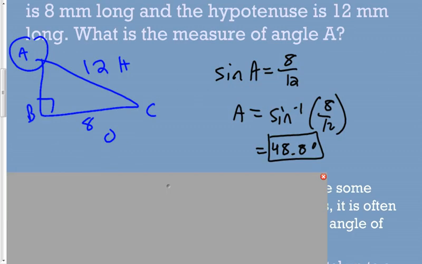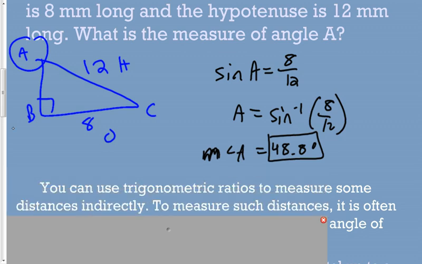Alright, so using that ratio, I found sine of A is equal to 8 over 12. Took the inverse sine of each side to get the A by itself, and then the inverse sine of 8 over 12 is 48.8. And so that would be the measure of angle A. So we'll say measure of angle A is equal to 48.8 degrees.